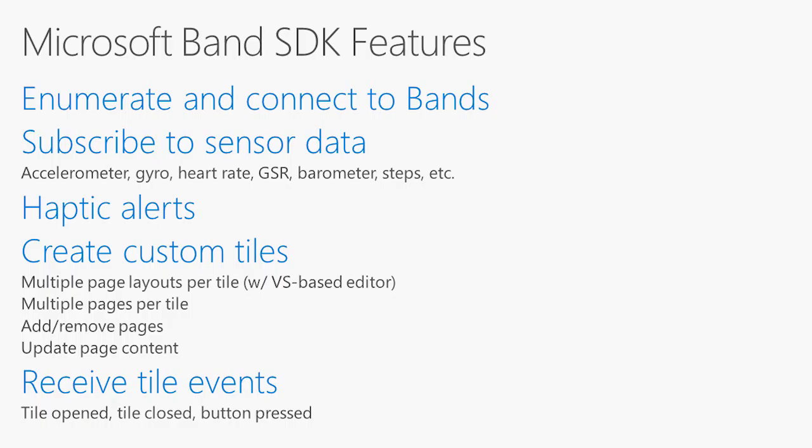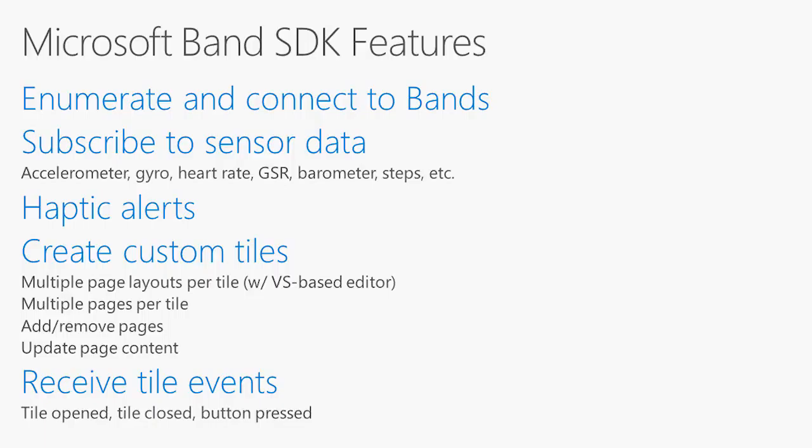So the kinds of things that you can do from the SDK are enumerating bands, connecting to the band, and then there are a whole set of sensors that you can stream data from in your applications, and there are a lot of great applications that are taking advantage of that. You can also send haptic alerts to the band, so you can send a number of different vibrations to the band. And then finally, you can create custom tiles, and this is really an interesting area.